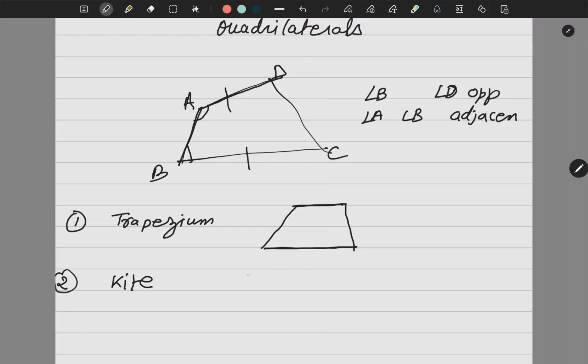A kite is like this. Okay, the two adjacent sides will be equal, this and this. And same way this and this are equal. Right, let me name it A, B, C, D. So ABCD is a kite. Now here you observe one thing: when I am talking about a kite, there will be some particular properties of a kite which you need to discuss. What are those properties?